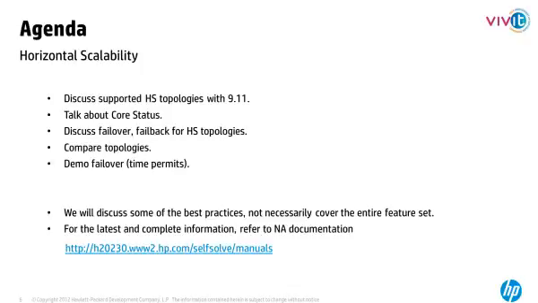Then we'll talk about the core status. This is very important because before 9.11, there was no clean way to display the core status in the NA console. So we'll spend some time on the core status. Then we'll get into the failover and failback for the HS topologies. Then we'll compare the topologies and see which one fits your environment, because every environment, every user is different. So we'll compare the topologies so that you can figure out what is the best topology that suits your environment.